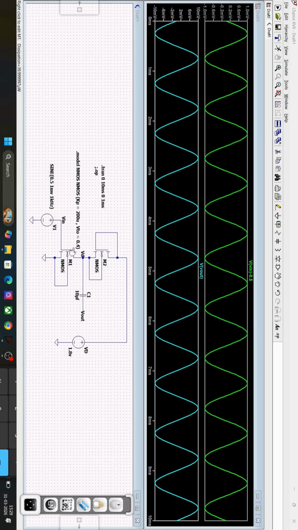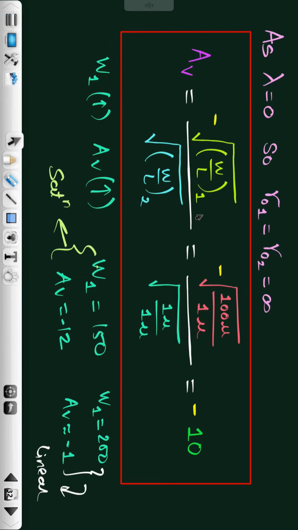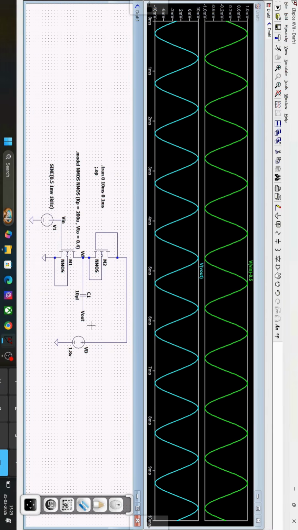In this video we are going to see whether the gain increases if we increase the W by L ratio of our MOSFET M1. As you can clearly see with this formula, if we increase this ratio, specifically W1, our gain will increase, because our gain is directly proportional to W1. Right now it is 100 micro, and at that time we are getting a gain of -10. In fact, we verified that. If you remember, in the previous short video we were able to achieve a gain of -10.